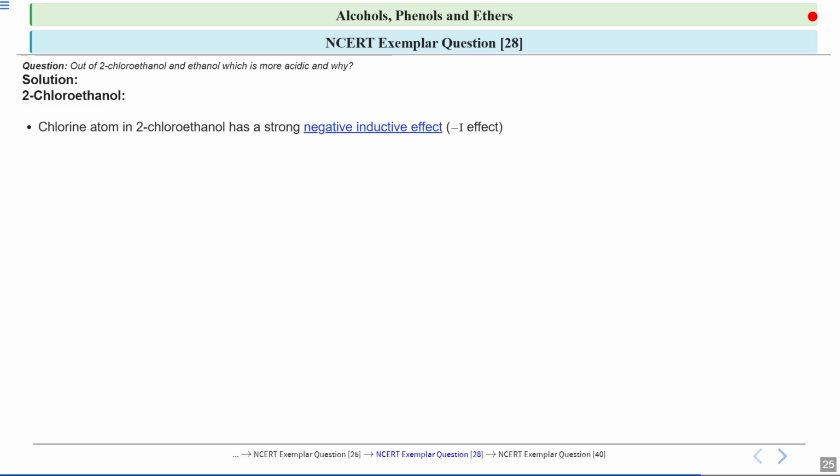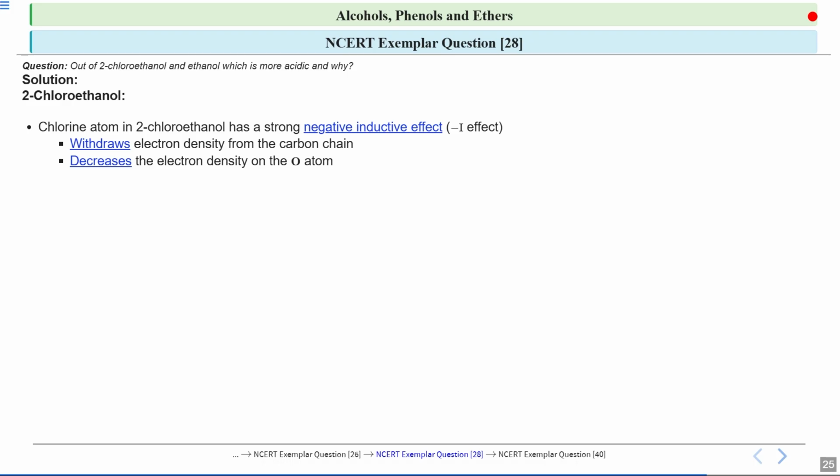First, let us see 2-chloroethanol. In 2-chloroethanol, you have a chlorine atom. The chlorine atom has an inductive effect, a minus I effect. That means it will pull the electron density away from the carbon chain. So being a minus I group, it withdraws electron density from the carbon chain, and this withdrawal decreases the electron density around the oxygen atom, which will make it easy to release a hydrogen ion, that is, an H+ ion.